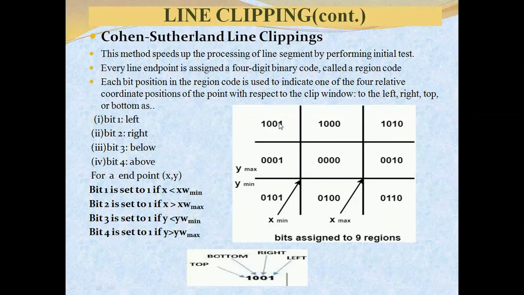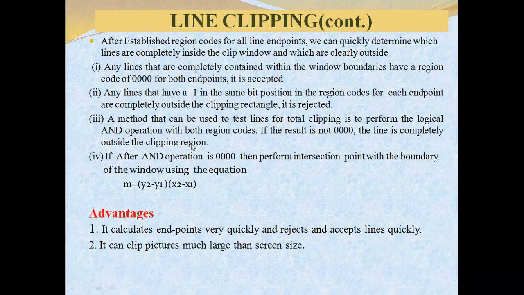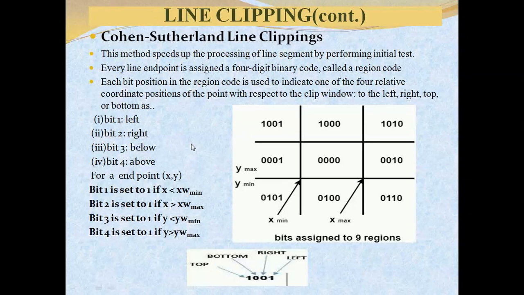Consider right to left: the rightmost is bit 1, next bit 2, next bit 3, next bit 4. Bit 1 always indicates the left, bit 2 the right, bit 3 below, bit 4 above.